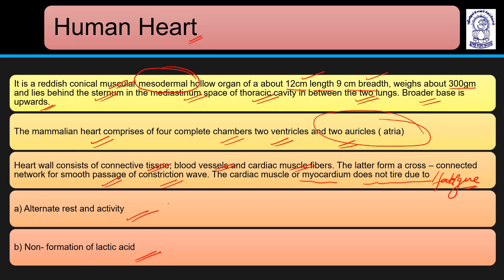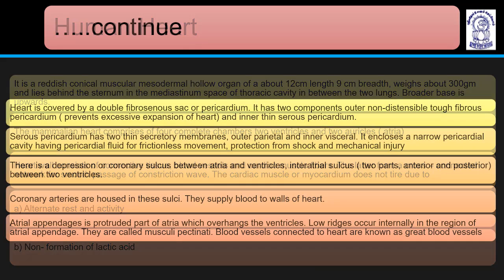lactic acid, because of a high amount of myoglobin and mitochondria. So the heart wall consists of connective tissue, blood vessels, cardiac muscle fibers. The latter form a cross-connected network for smooth passage of the constriction wave. The cardiac muscle or myocardium does not get tired due to alternate rest and activity and non-formation of lactic acid. The mammalian heart comprises four complete chambers, two ventricles and two auricles.